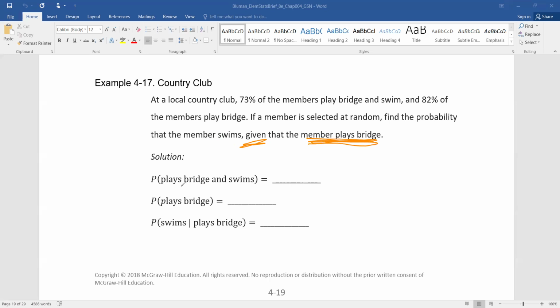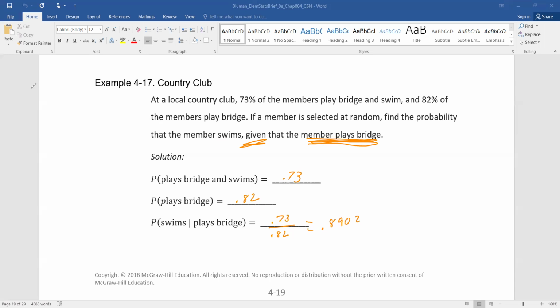So we have members that play bridge and swim, and that is 0.73. People that play bridge is 0.82. So now I want the probability of swimming given bridge. People that play bridge, that's going to be 0.82 on the bottom. That's my new total. Now, how many of them swim? That means how many of them swim and play bridge? That's now 0.73. So when we divide these two, we get about 0.8902. So you have an 89% chance of selecting someone that swims given that they play bridge.